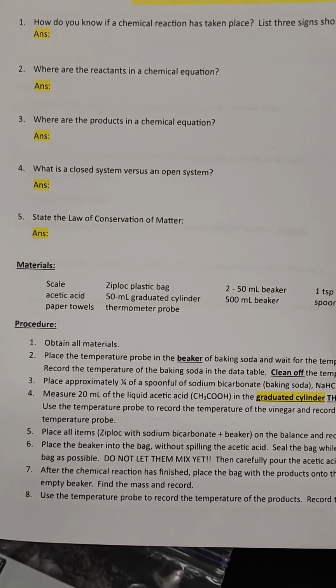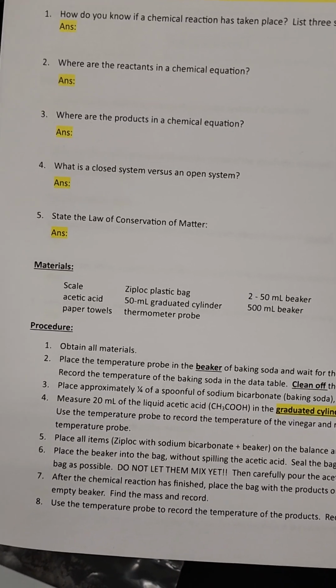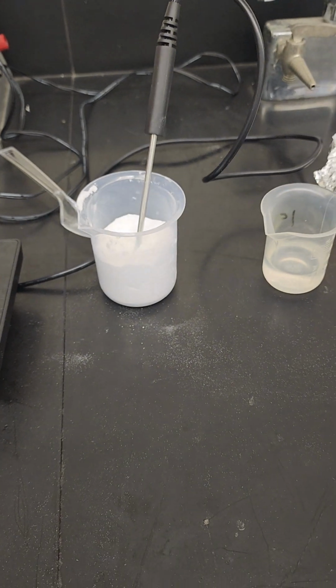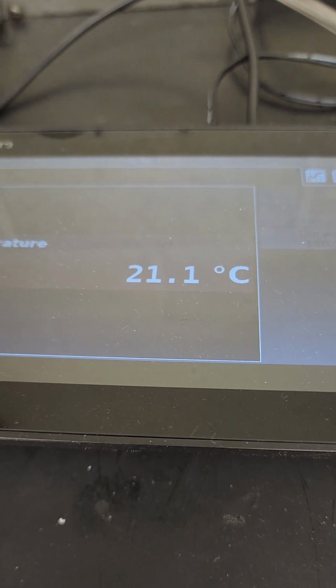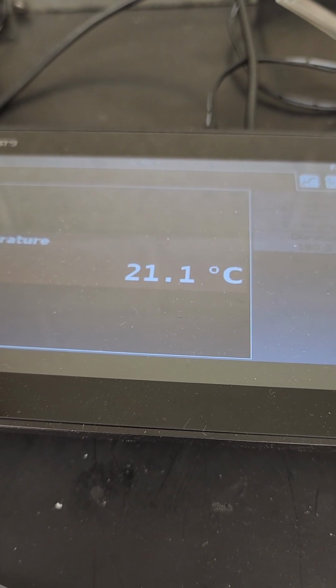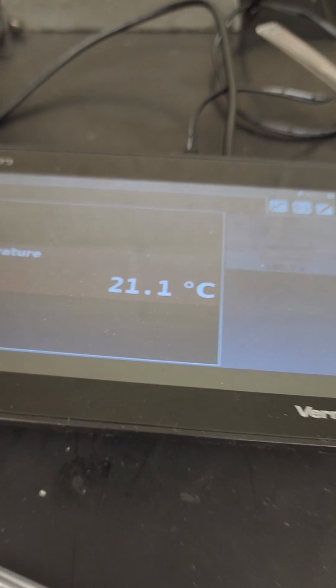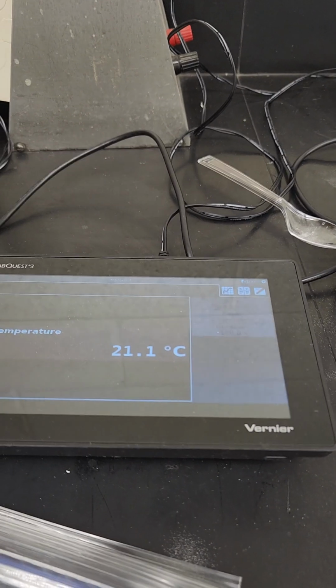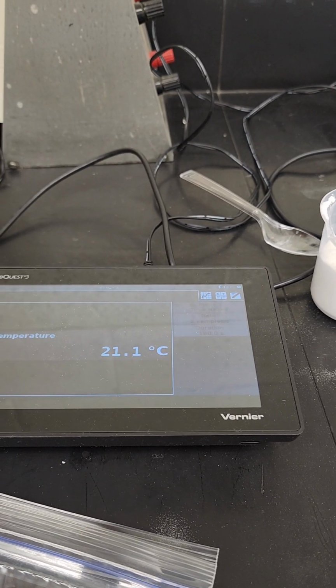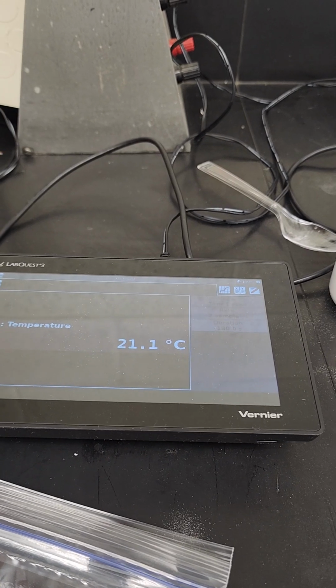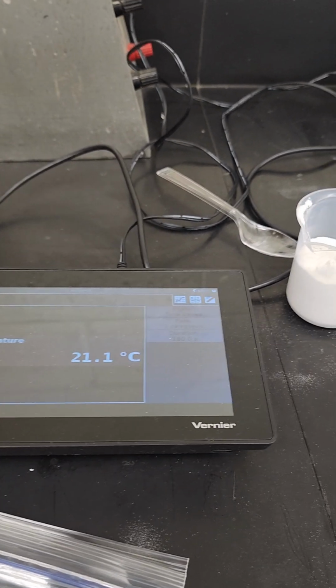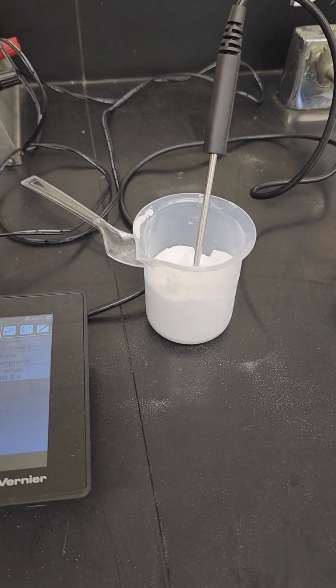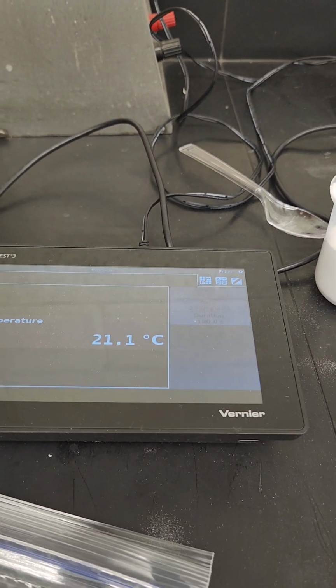So it says obtain all the materials. Number 2, place a temperature probe in the beaker of baking soda, which I have already done, and wait for the temperature to stop. The temperature, as you can see here, please record that temperature of the baking soda into your data table. Our temperature was 21.1 degrees Celsius, so put that number into your data table.